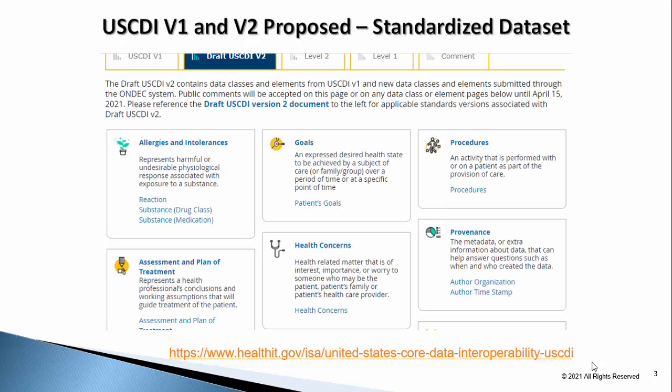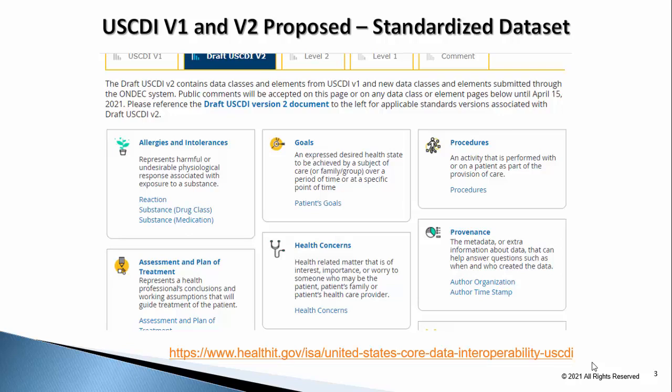Now the USCDI, and you can see this is a draft of version 2, but for purposes today, just take a look at the major categories of what's in the USCDI. Allergies and intolerances, you can see the reactions, substance, drug class, substance, medication. Assessment and plan of treatment. Goals, health concerns, any procedures the patient had.